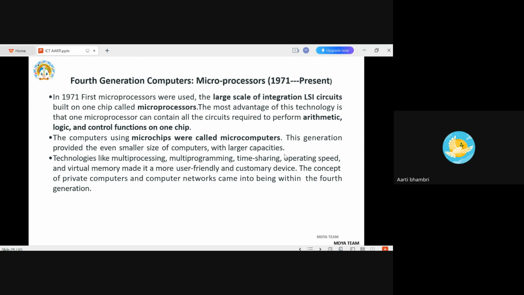The concept of private computers and computer networks came into being within the fourth generation. The internet was introduced in the third generation, but the network is improving. We will also discuss the internet, the versions and generations of the internet: web 1, web 2, web 3. Then we will understand the difference between third generation and fourth generation computers, and the network differences too.